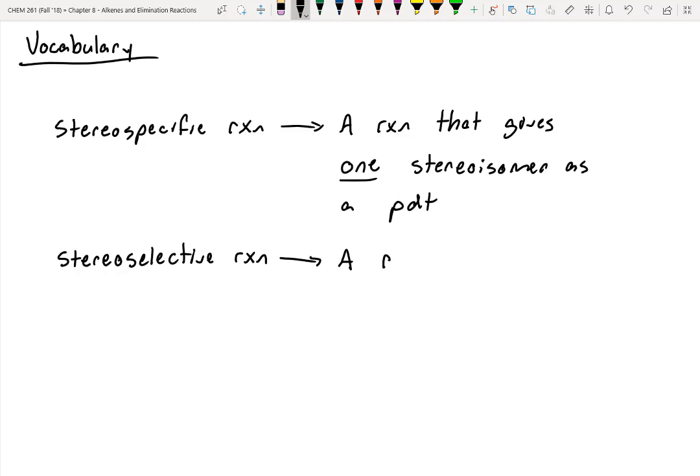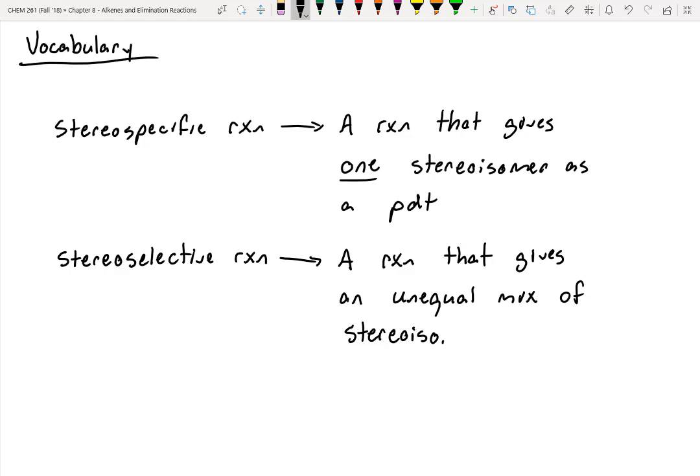So it's a reaction that gives an unequal mixture of stereoisomers. For example, maybe we're getting a mixture of enantiomers. Maybe we're getting a mixture of diastereomers in an unequal ratio. That would be a stereoselective reaction. You prefer one over the other, but you ultimately get a mixture of the two, right?